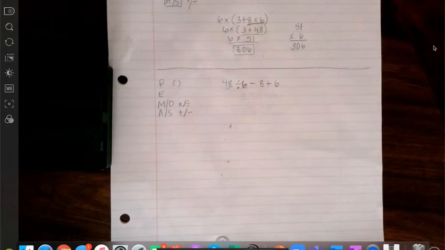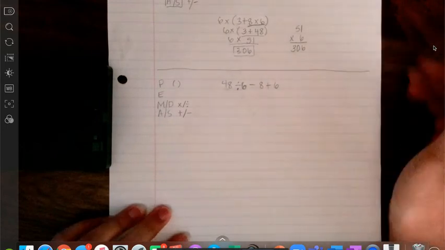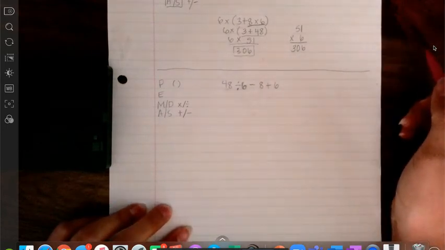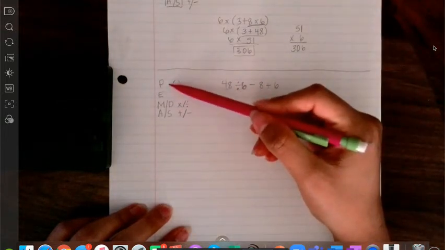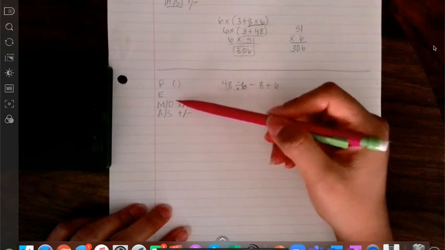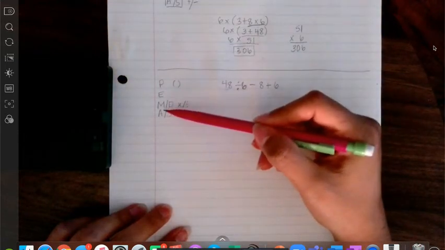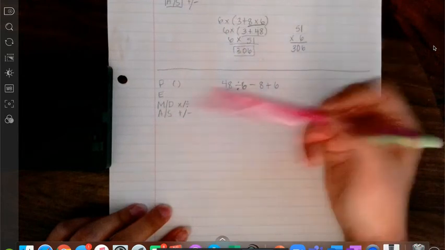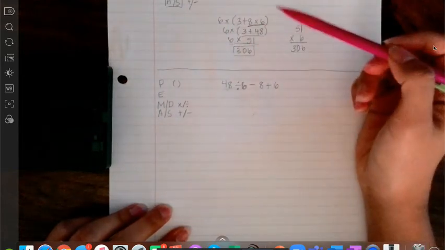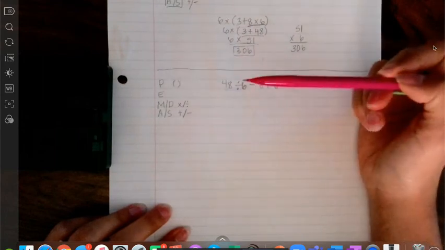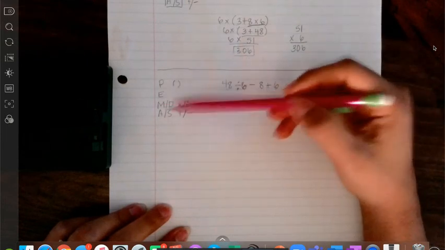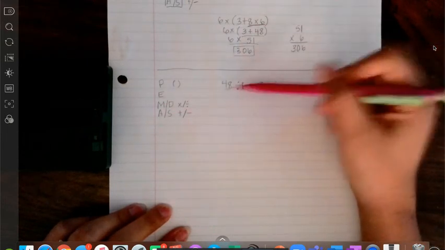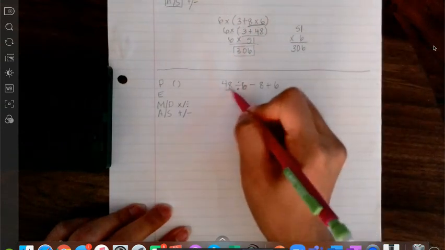So we have a second problem that we're going to be solving. We have 48 divided by 6 minus 8 plus 6. And I already wrote out my order of operations, PEMDAS, parentheses, exponents, multiplication, division, and then addition, subtraction. All right, so what do we solve for first? Do we have anything for parentheses? No, nothing for parentheses. No exponents. Do we have any multiplication or division? No multiplication, but we do have division. So I'm going to underline that.